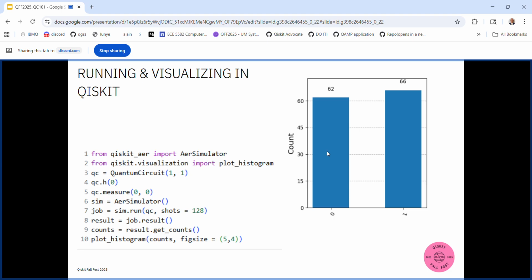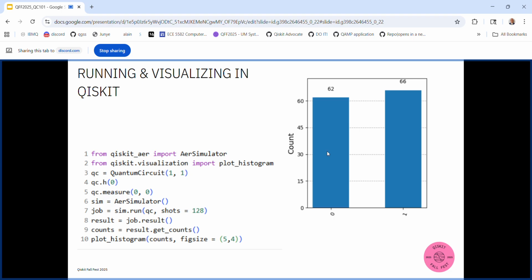So a little bit about running and visualizing in Qiskit. I'm going to be including these little short code snippets, just that way we get familiar with seeing it, and also that way we can see that it's relatively straightforward. All right, here I did some imports where I imported a simulator instead of running this very basic circuit on real hardware, and some visualizations to plot the histogram. I'll talk a little bit more about that in a second.